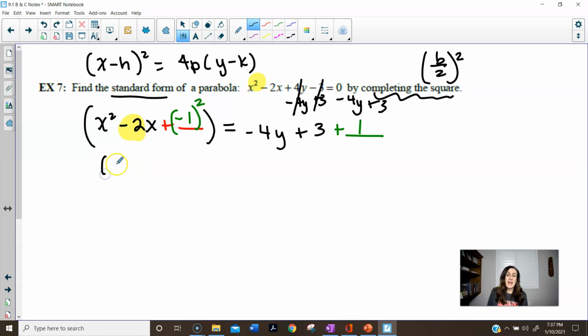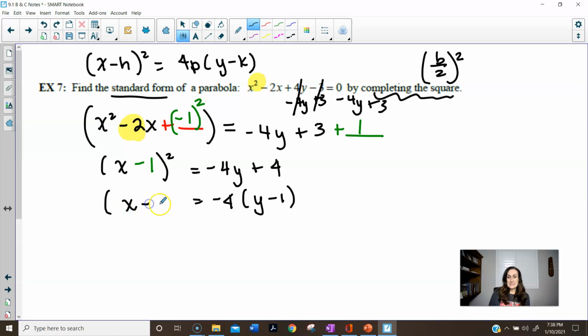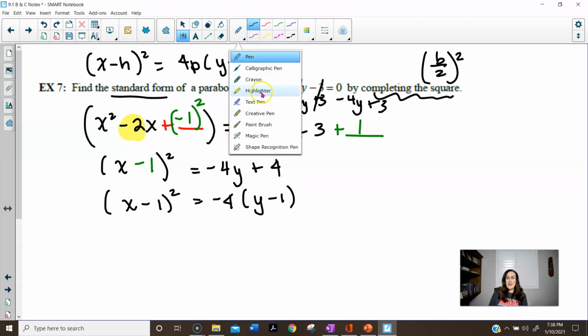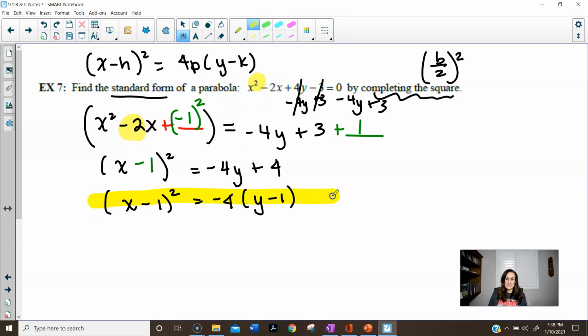That is going to factor as x subtract 1 quantity squared, which equals negative 4y plus 4. Now, this isn't quite in the right form yet because we want just y minus k. So in order to get y minus k, we're going to factor out the negative 4. So you factor out the negative 4, and that gives you y subtract 1. And then this one is x subtract 1 quantity squared. So the equation of the parabola is this.